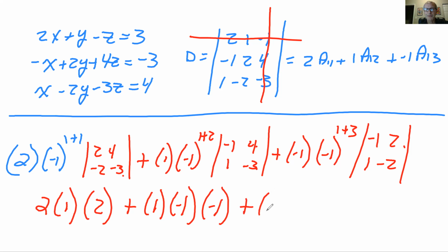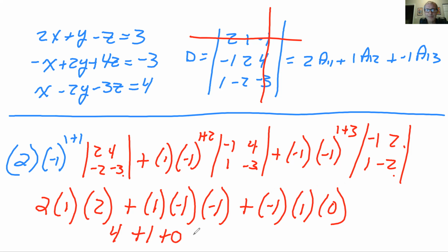And then the last one is -1. And that would be a +1, right? Because -1 to the 4th power. And so what is the last determinant? Well, this would be +2 and -2. So this would be 0. So that turns out to be a decent number, right? So this would be 4 plus 1 plus 0 equals 5. So what do we end up with? Well, we know that our D, let me just put it up here, would be the number 5.